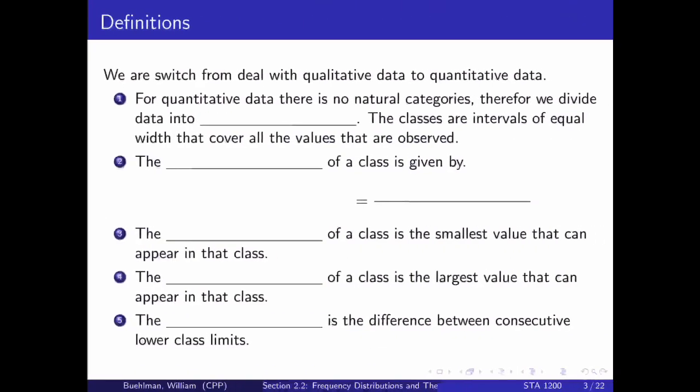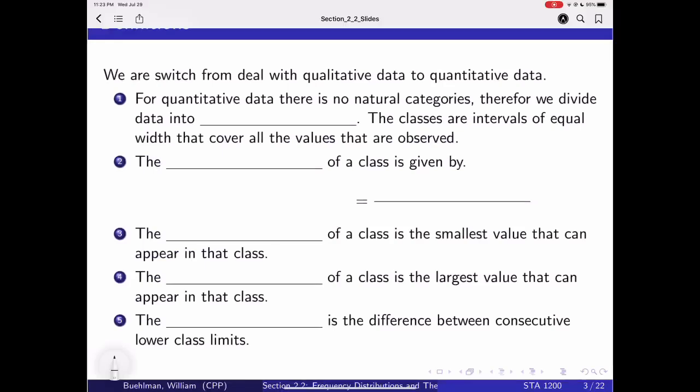So as always, we have a few definitions to get us started. First, for quantitative data, there are no natural categories. Therefore, we divide the data into classes. The classes are intervals of equal width that cover all the values that are observed. The relative frequency of a class is found the same way as we found relative frequency before. It's going to be frequency over sum of frequencies.